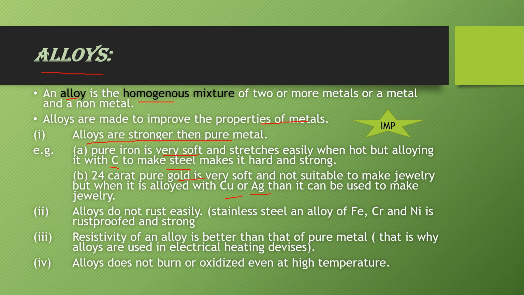Now the next is alloys do not rust easily, that is, they are rust proof. For example, stainless steel, an alloy of iron, chromium and nickel, is rust proof, while pure iron easily gets rusted. Now the next is the resistivity of an alloy is better than that of pure metal. Now the more the resistivity, the more easily the metal is heated up. That is why alloys are used in electrical heating devices. Now alloys do not burn or oxidize even at high temperature. That is again the reason that we use alloys in electrical heating devices.